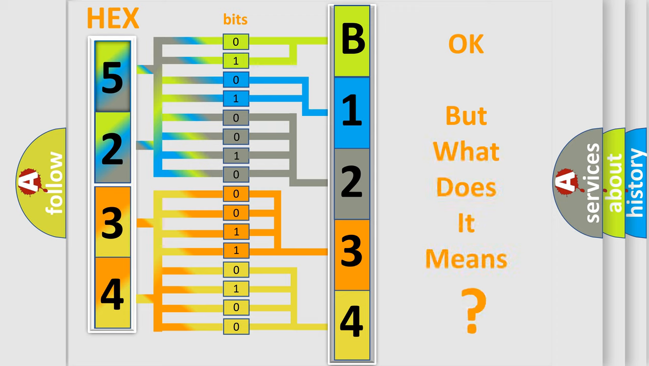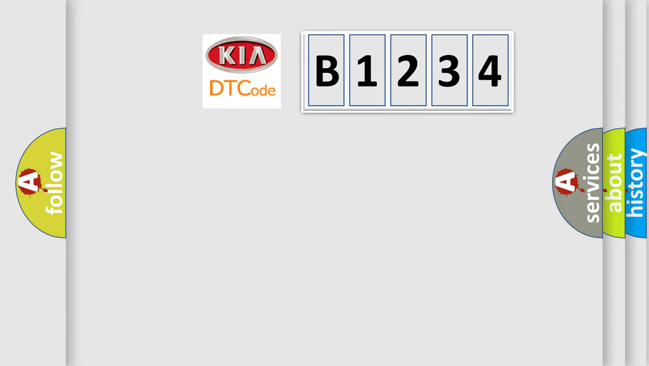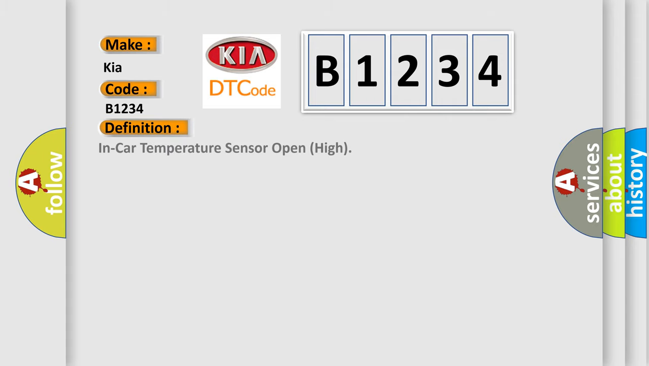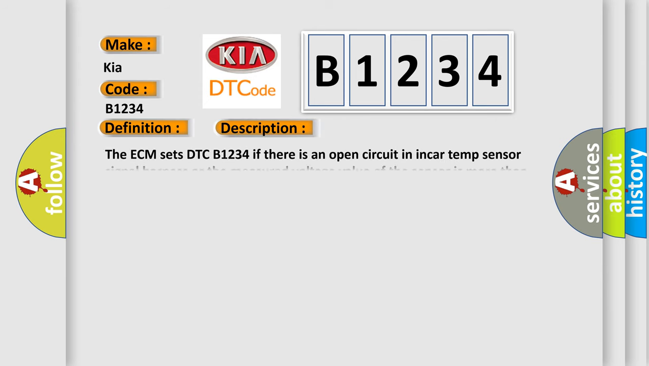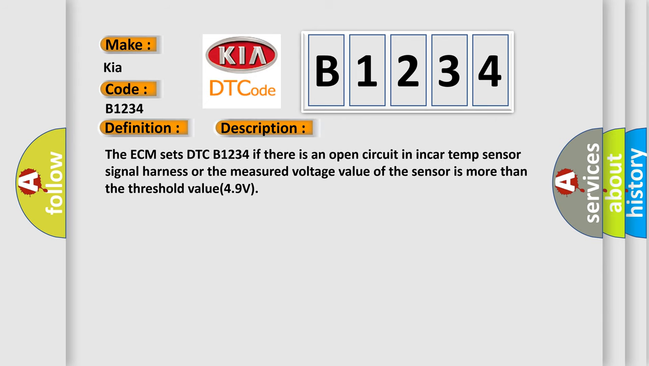The number itself does not make sense to us if we cannot assign information to what it actually expresses. So, what does the Diagnostic Trouble Code B1234 interpret specifically for Kia car manufacturers? The basic definition is in-car temperature sensor open high. And now here is a short description of this DTC code.